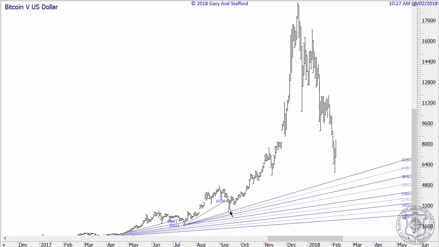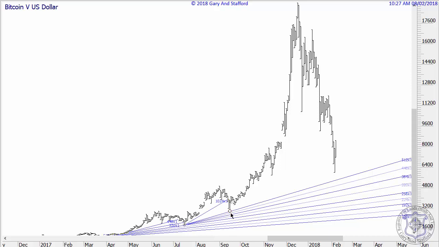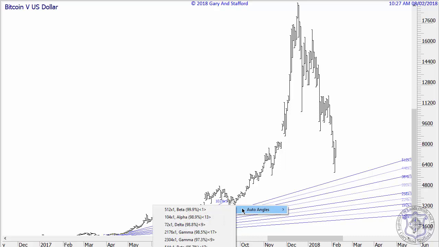So let's go to this low here. Now the first reaction is here. We know the master time factor is gamma, so we right click and find the closest gamma, and the closest gamma is base 17. Now remember, when you take very short periods of time, all these angles are incredibly close to each other, as I mentioned at the beginning.